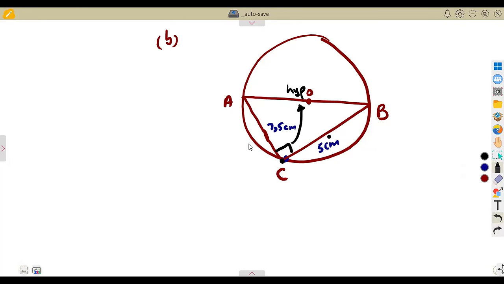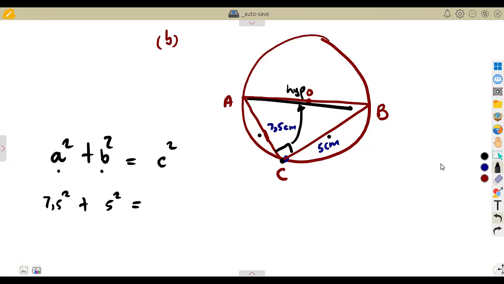And you are given the two shorter sides, so we can use Pythagoras theorem. A squared plus B squared is equal to C squared, which is the hypotenuse, where A and B are the shorter sides. So you write the shorter sides: 7,5 squared plus 5 squared is equal to C squared, which is the hypotenuse in this case, that is AB squared. You want to calculate AB, so how do you find AB? You can simply introduce the square root.